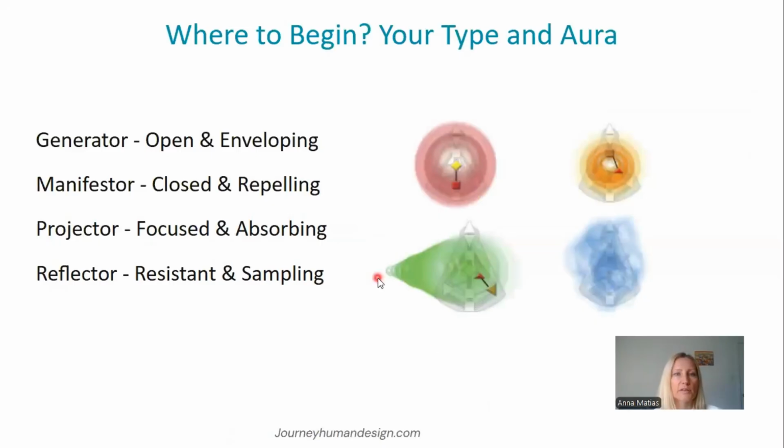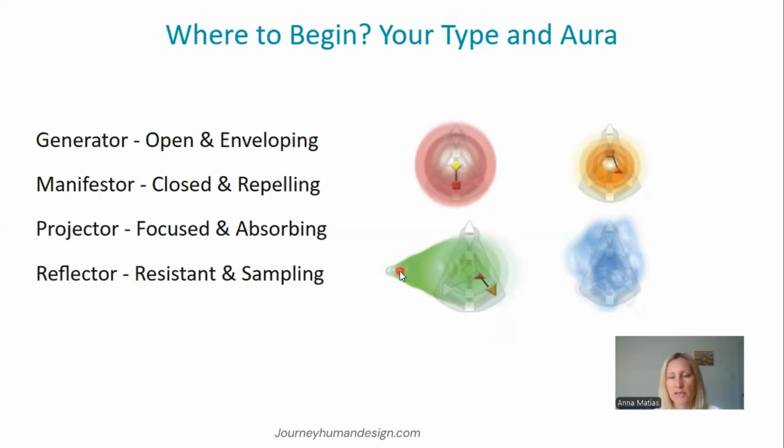We have 4 types in human design: generator, manifestor, projector, and reflector. Each of them has a different type of aura. Whether we know human design or not, we're all connected through aura, and we feel each other. Aura does the talking. Generators often have an enveloping aura. It feels like a warm big hug.